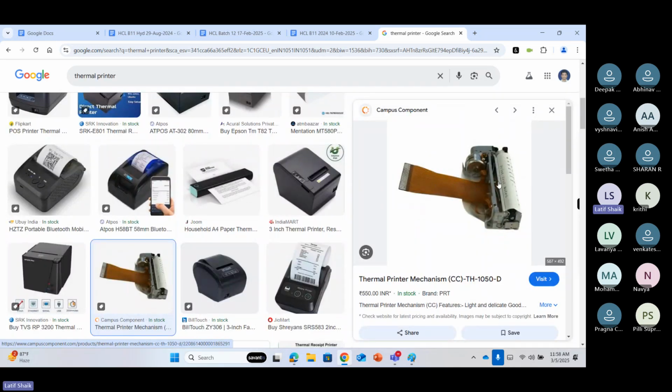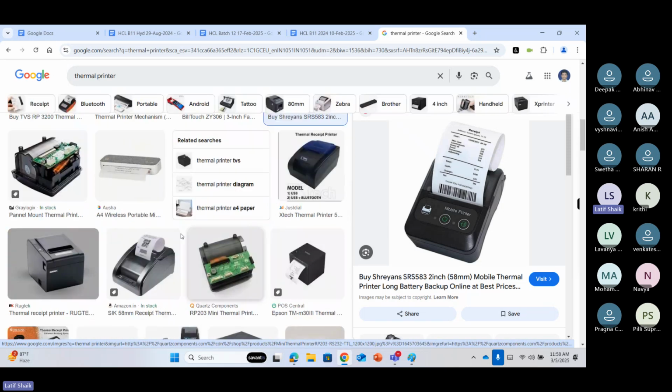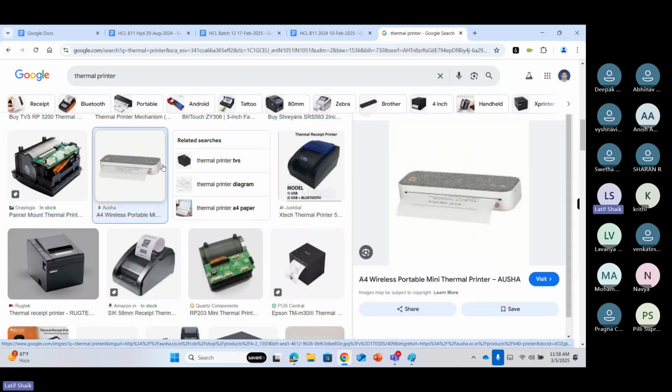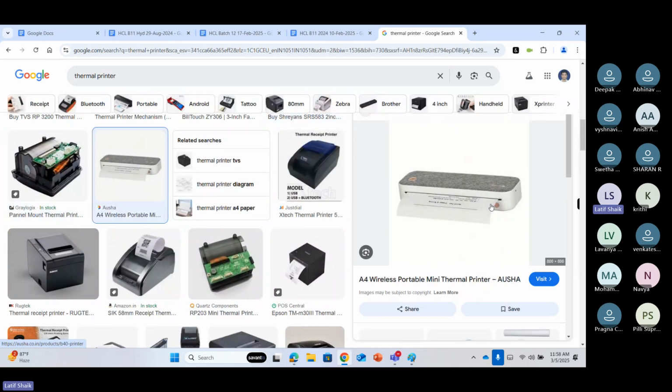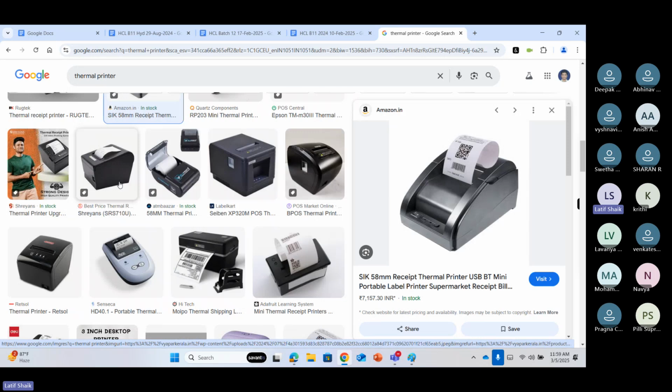Whenever you give a signal, this entire head part will get heated. See, this is how the thermal printer is. It's smaller in size. Mostly we use it for small size printing purposes. This is a document type of print, a thermal printer.